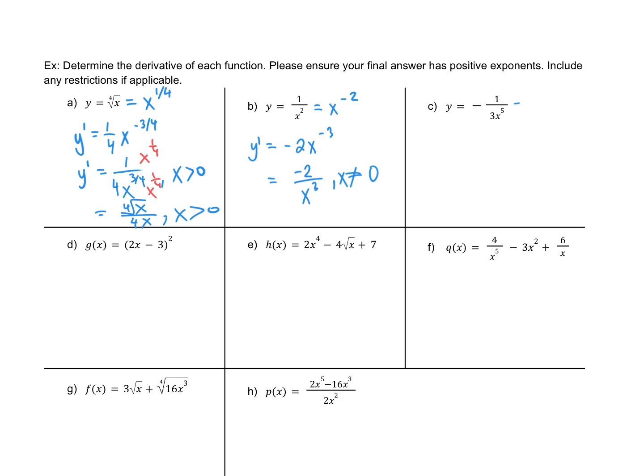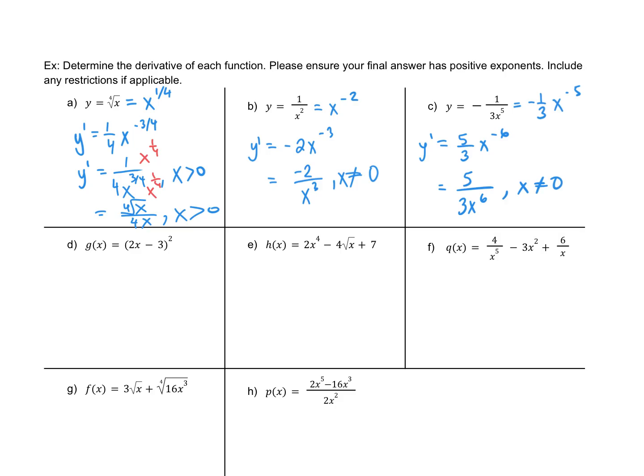Likewise, for the next one, just be careful here. I'm going to bring the x to the 5 up into the numerator, making the exponent negative. The 3 does not move with it, so the coefficient is -1/3, and then x to the -5. And the derivative, bring the -5 down. Two negatives make a positive, 5/3, and x to the -6. Clean it up. X to the 6 comes down, and I can see x cannot be 0.